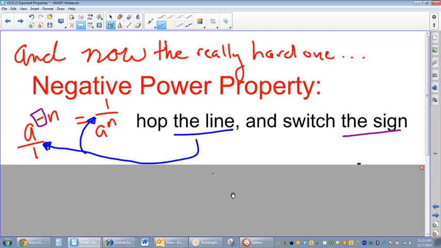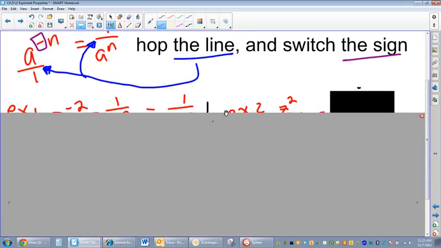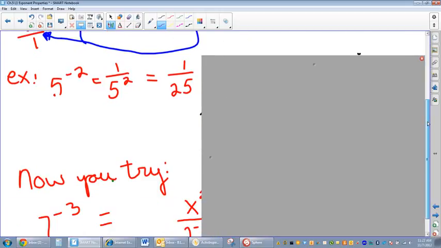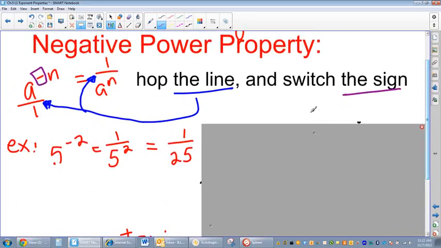Let's go ahead and look at this example right here. Go ahead and just copy that full example down. So you can see here we have 5 to the negative 2. So 5 to the negative 2, what we do is we hop the line and we switch sides. So we take the 5 to the negative 2, which is on top, and we put it on the bottom. When we put it on the bottom, you can see there's a little visible 1 there.